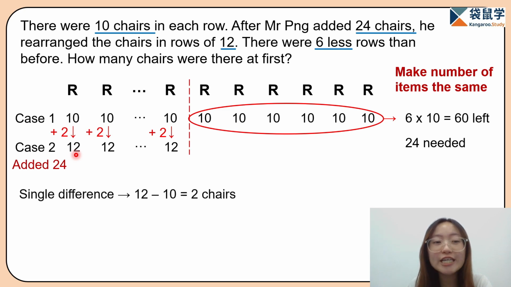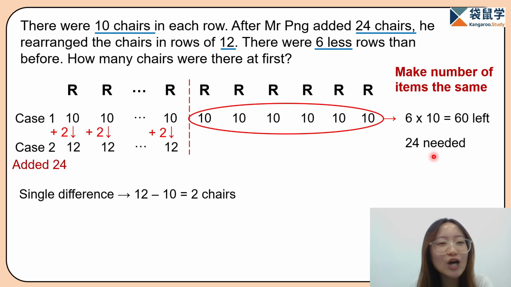Now, in order for each row to have 2 more chairs, in case 1 we had 60 left, but now we needed 24 more. So, where did this 60 go? It would have been distributed in order for each of these rows to have 2 more. But not only that, we also needed 24 more chairs. So, not only will this 60 be distributed, we also need 24 more.